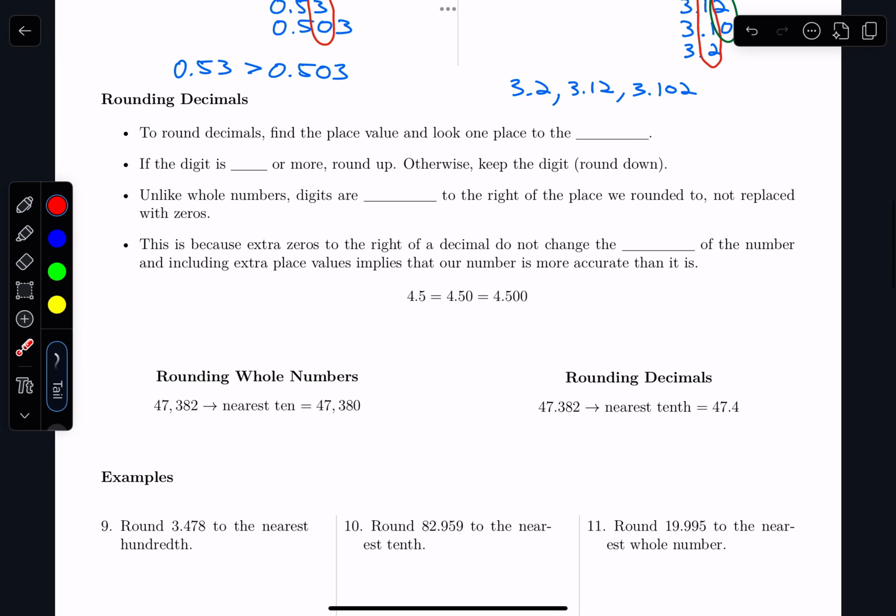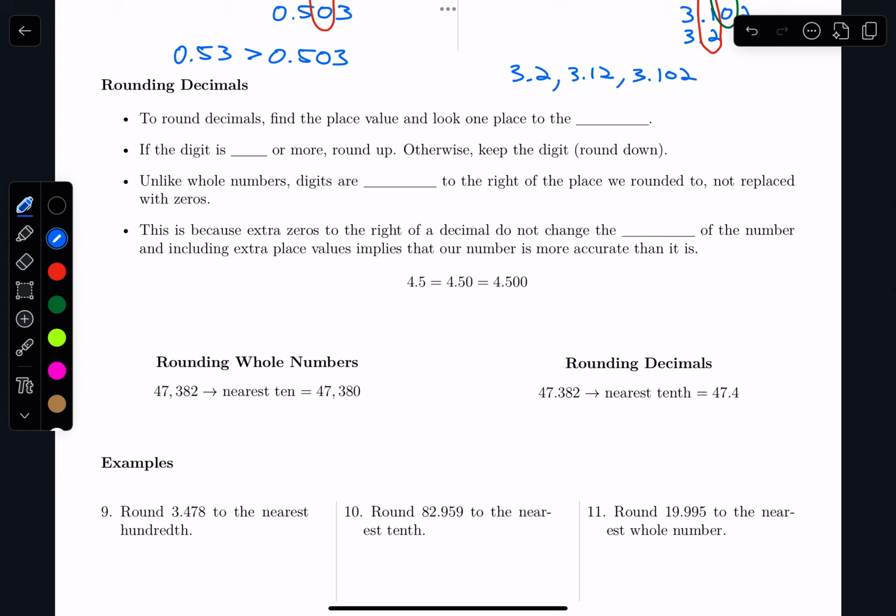All right, now let's talk about rounding. To round decimals, we're going to find the place value and look one place to the right. Just like rounding whole numbers, we find the place value we care about and we look one digit to the right. If the digit is 5 or more, we're going to round up. Otherwise, we're going to keep the digit the same, which means to round down. Unlike whole numbers, though, digits to the right of the place value we rounded to are ignored. So we do not replace them with zeros.